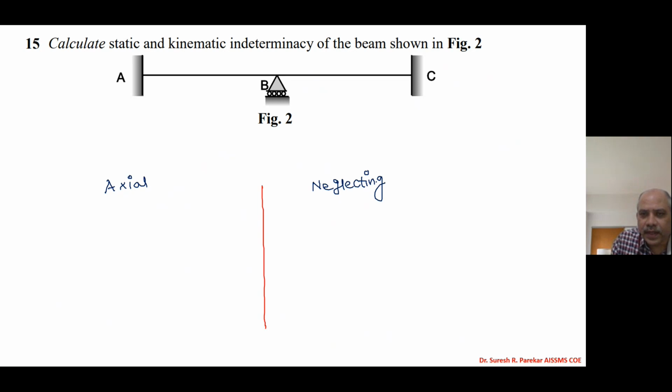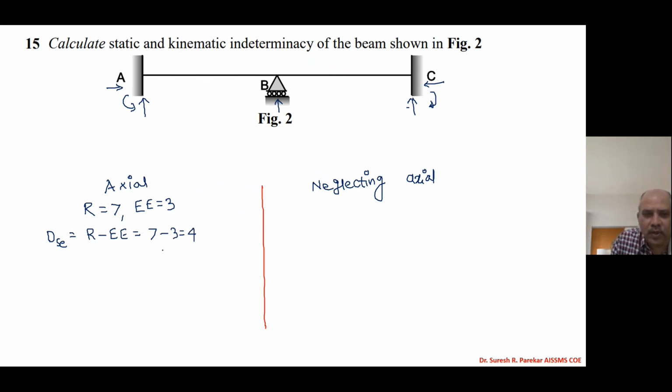Neglecting axial. Now R we are going to be equal to, here we have 3: 1, 2, 3. Then we have vertical over here 4. And then we have again 3 over here: 1, 2, and then 3. So R we have 7. And then equilibrium equations we have 3. Then we have DSE equal to R minus equilibrium equations. So we have 7 minus 3, and that is equal to 4.